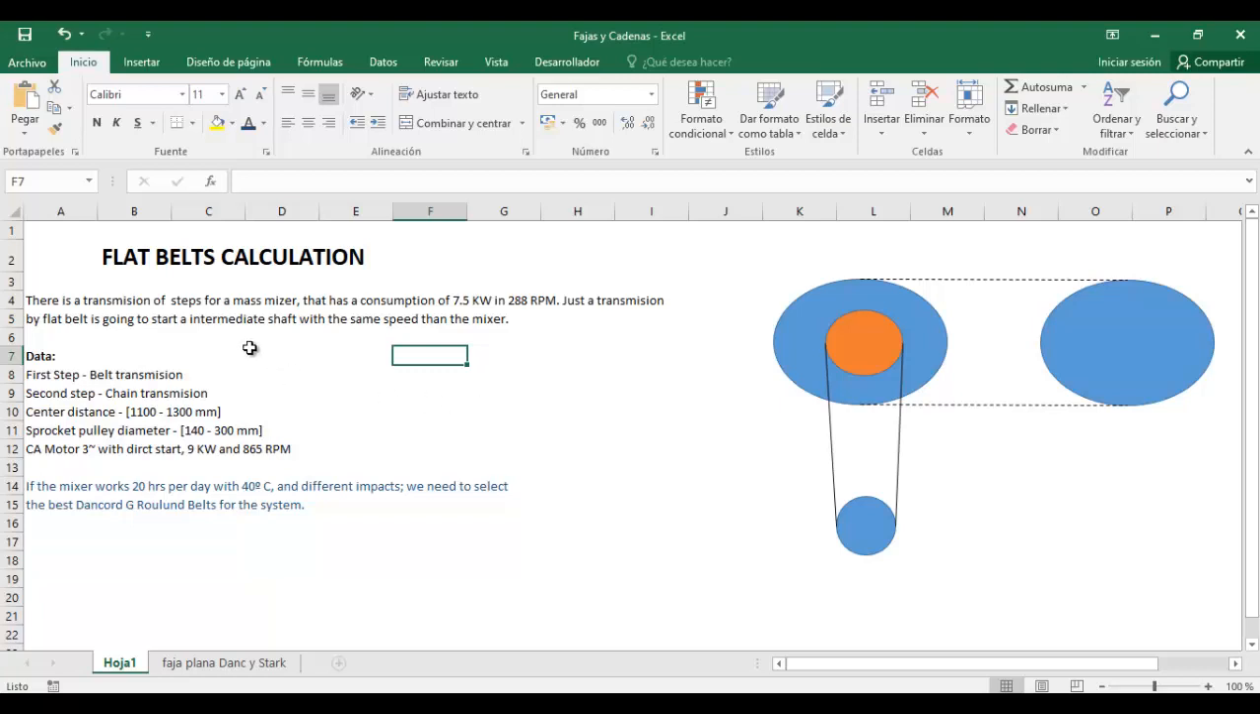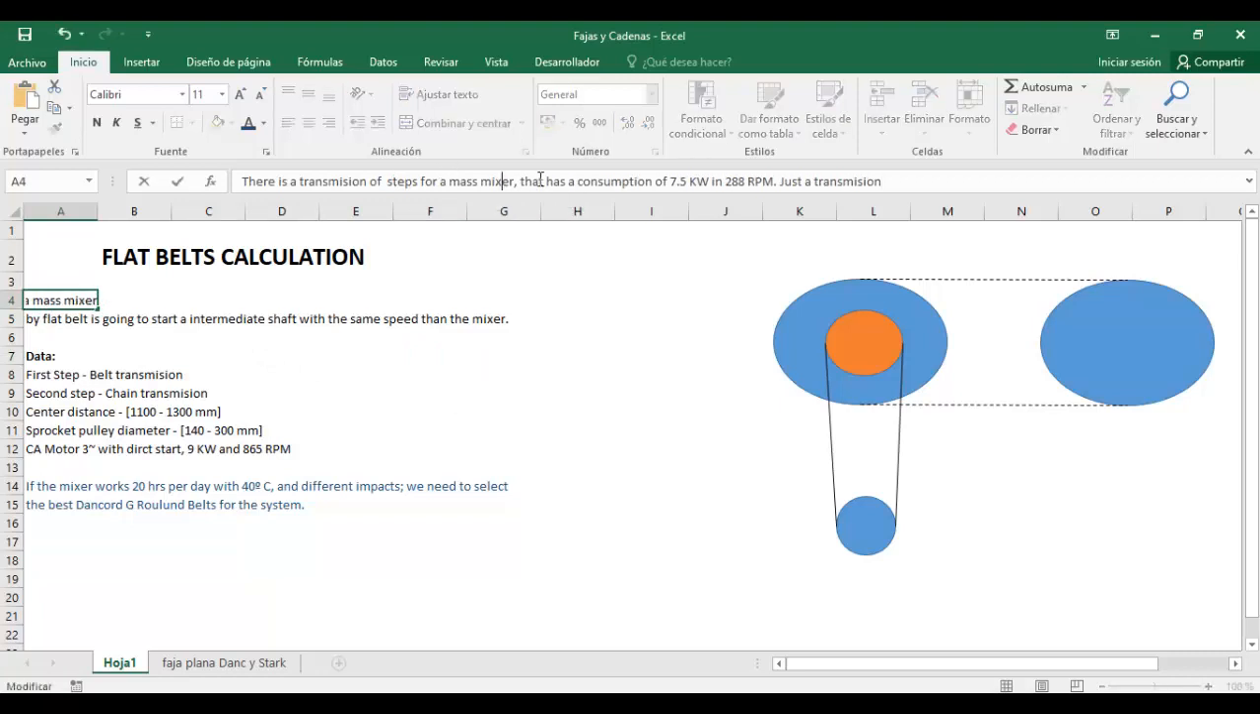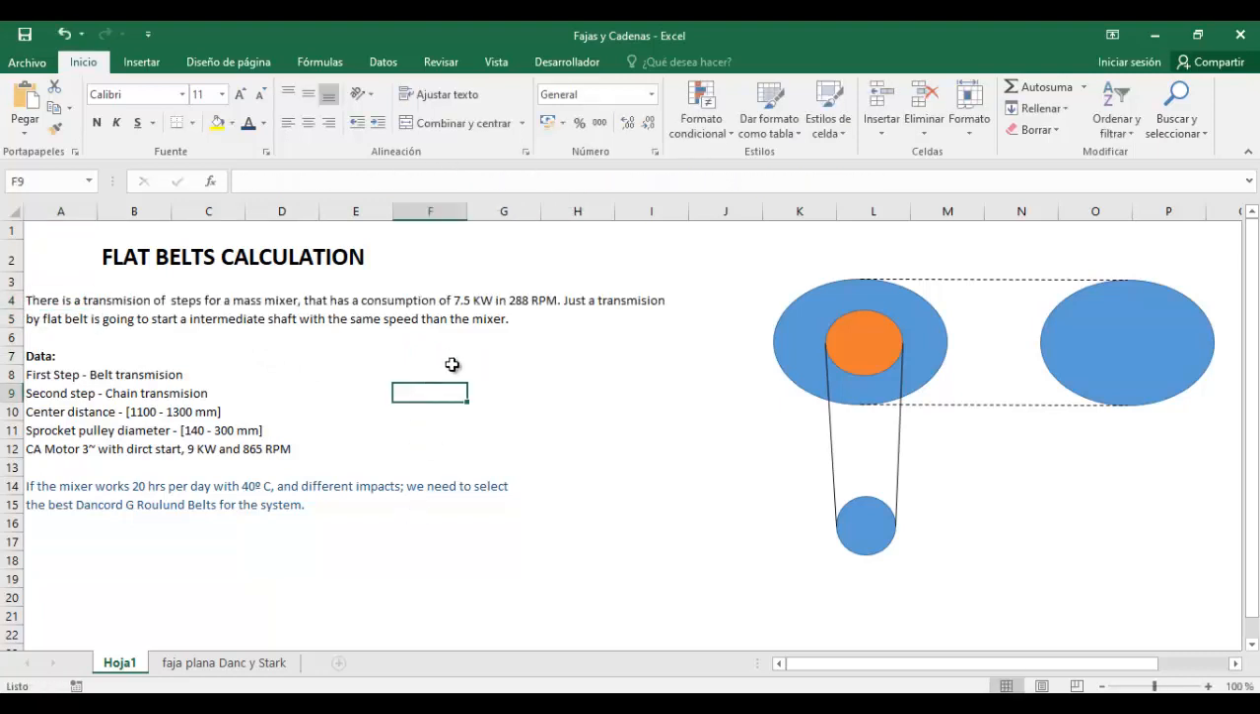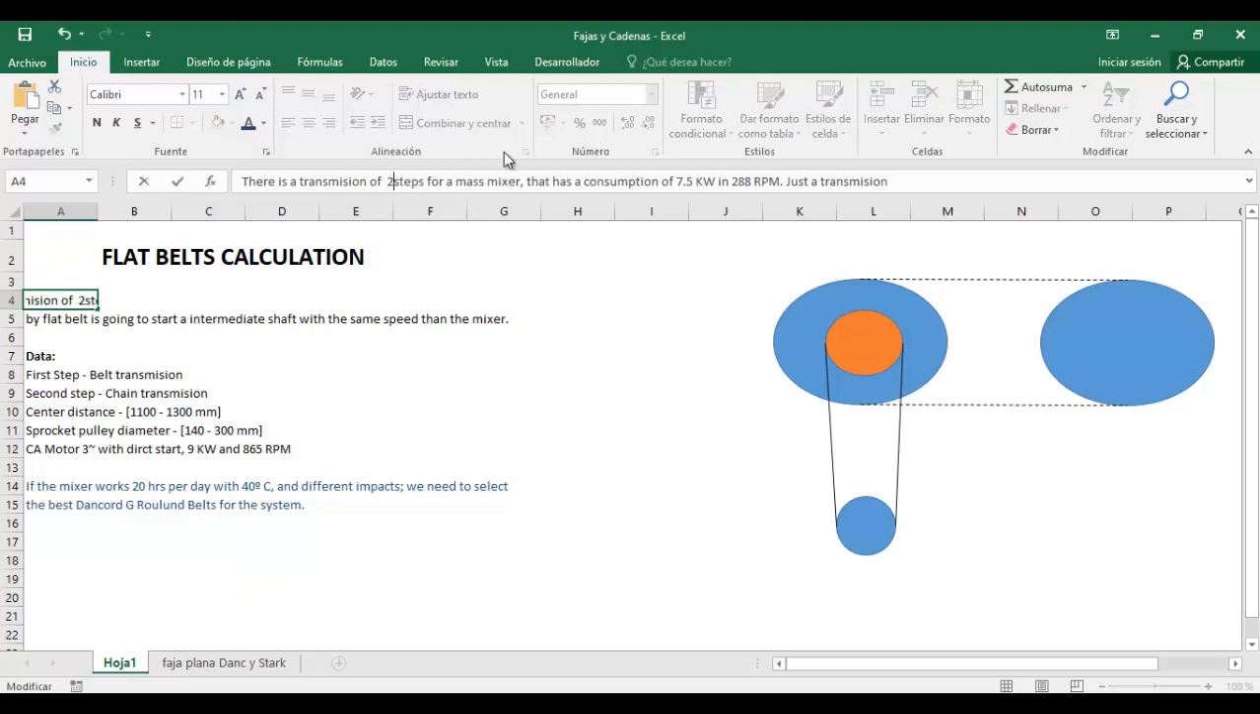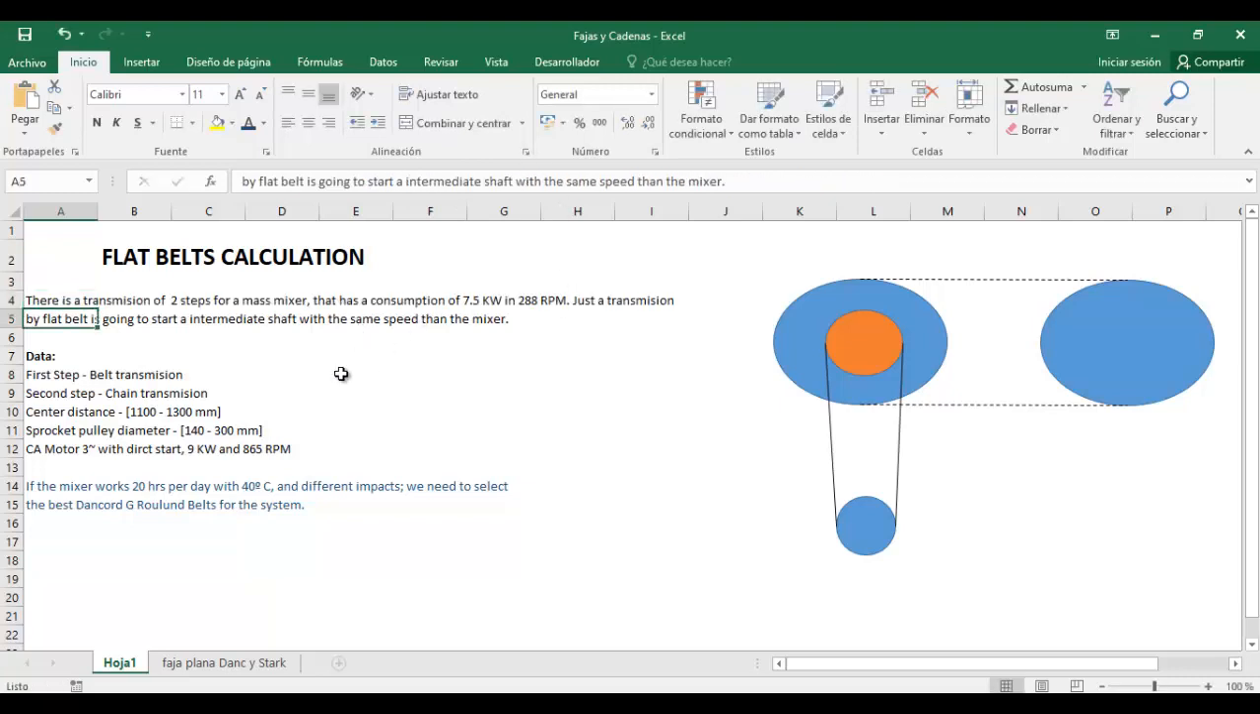First, there's a transmission step for a mixer. Sorry, this is for a mixer, with a power consumption of 7.5 kilowatts at 288 RPM. This is a transmission by flat belt that starts at an intermediate shaft with the same speed as the mixer. We should read very carefully because it says two steps for a mass mixer, and we have this data.